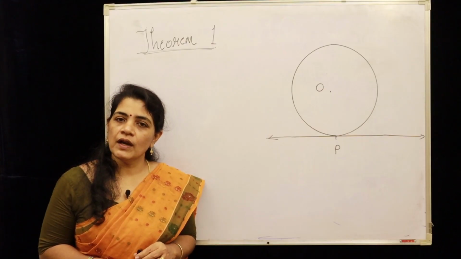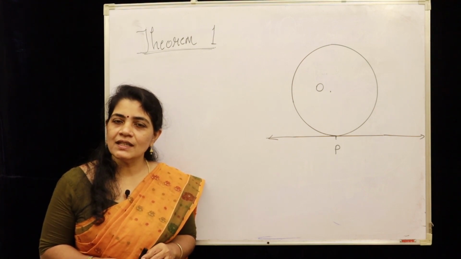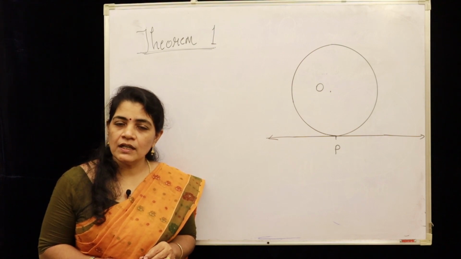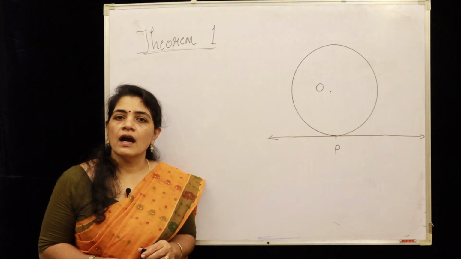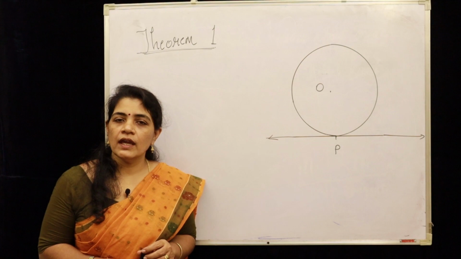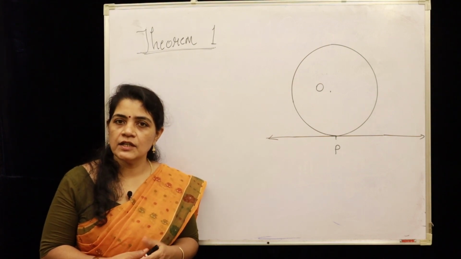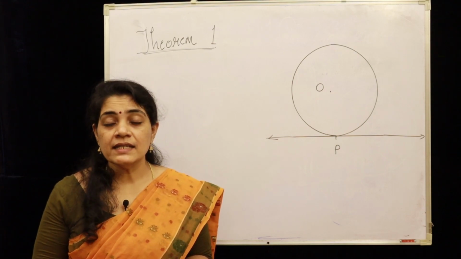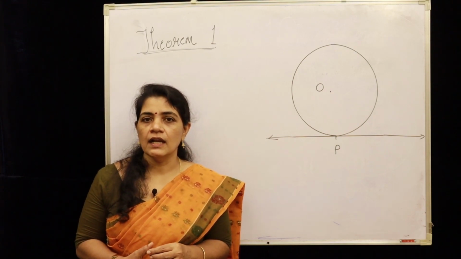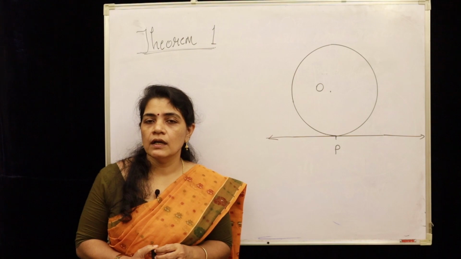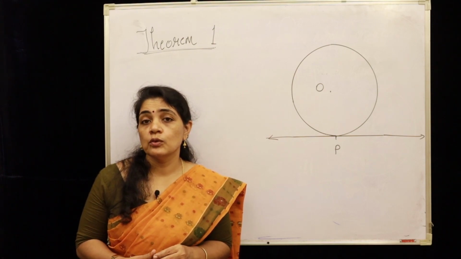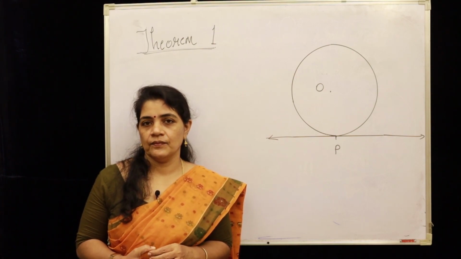In this video, we are going to discuss two theorems, and the first theorem is very important. Many times this question is asked in the board examination for 2 marks. It is a very simple theorem, and the statement is: the tangent at any point of a circle is perpendicular to the radius through the point of contact.